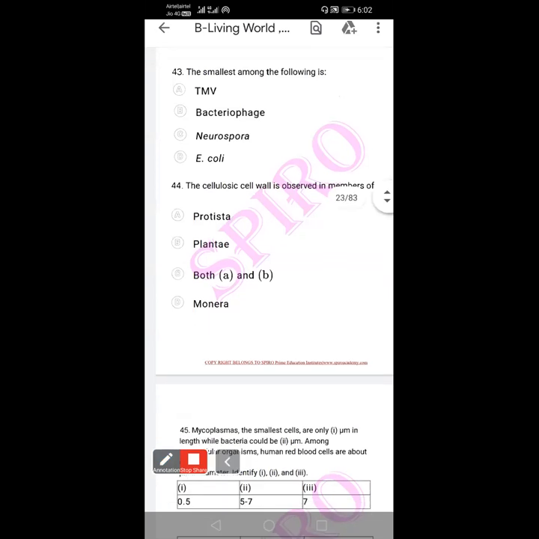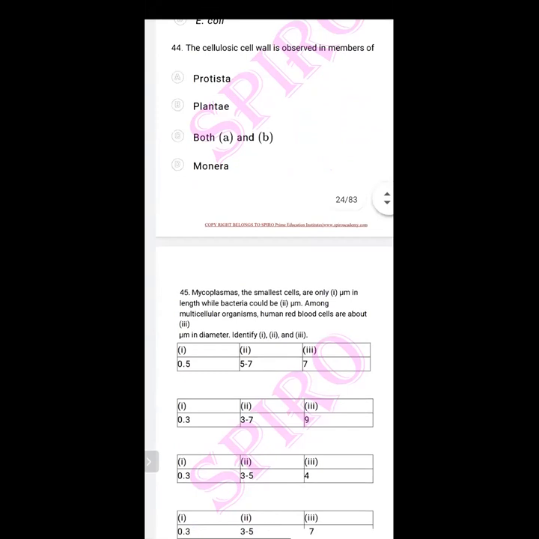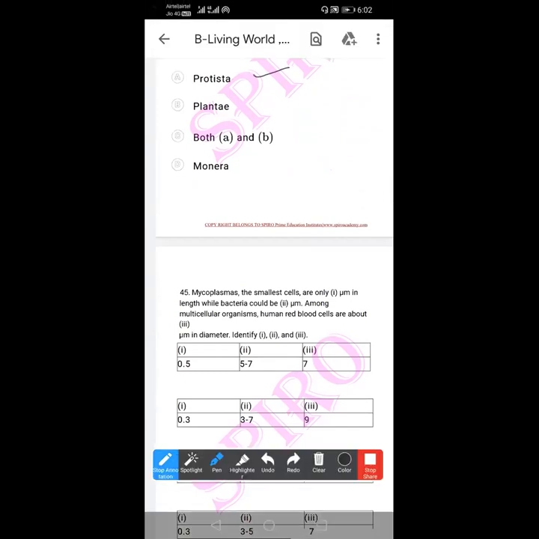The next question: the cellulosic cell wall is observed in the members of? Protista. Yes, we can see the cellulosic cell wall in Protista. Dinoflagellates have cellulosic plates. Plantae, yes, both A and B. Monera, you have only peptidoglycan. So the correct option is both A and B.